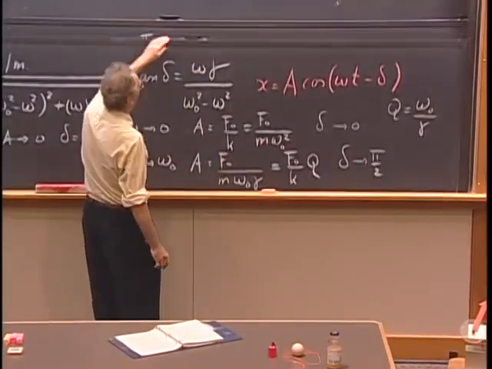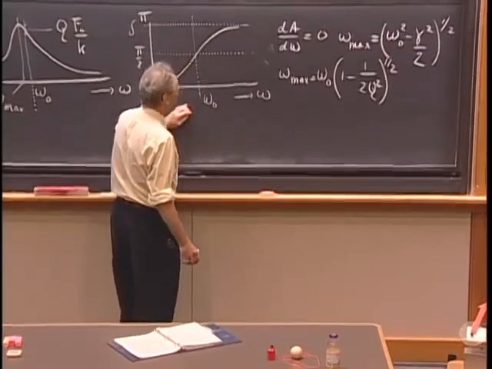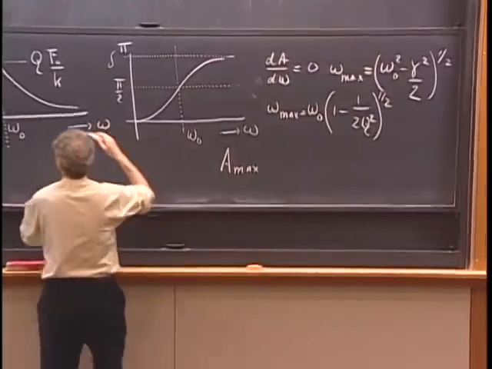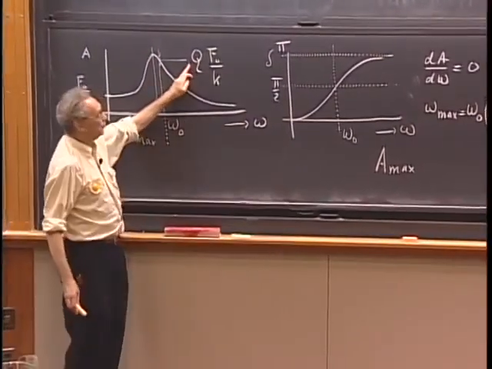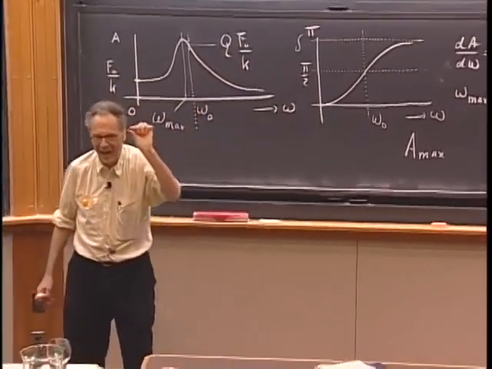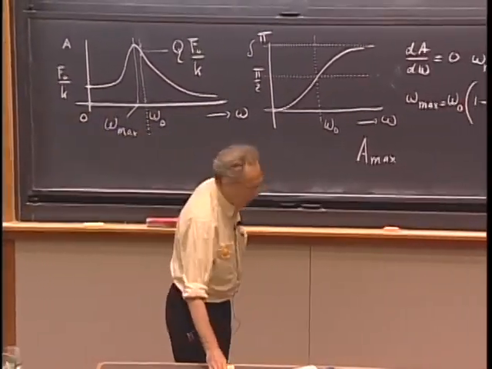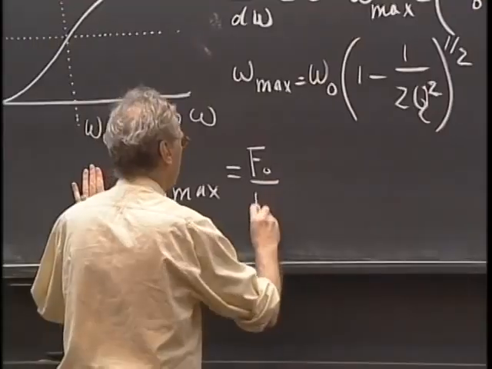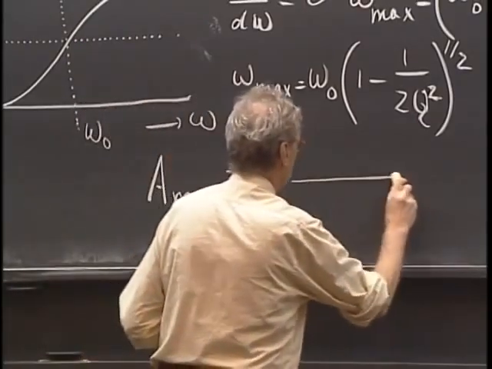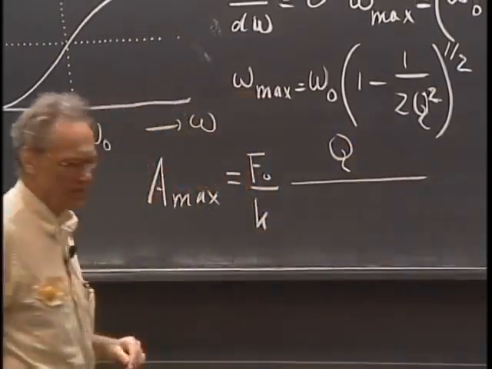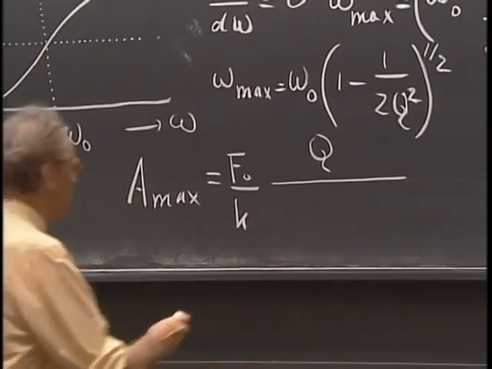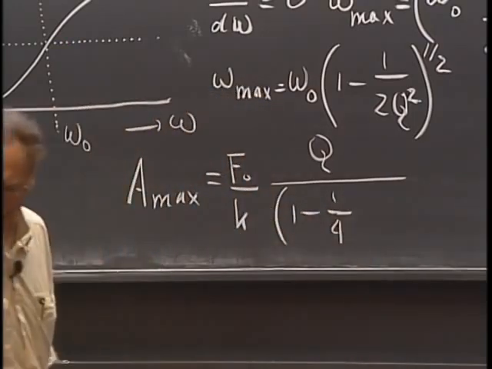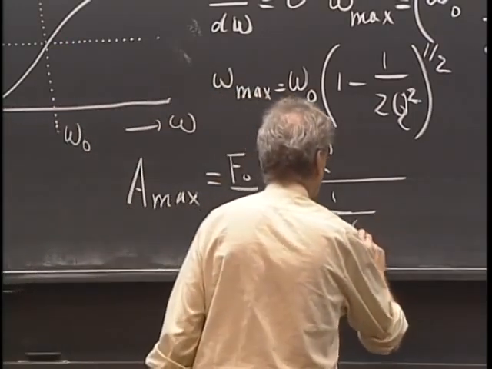If you want to know what the maximum amplitude itself is, so what A max is, so that's really this value. It must be very close to Q times F0 over K, but it's a little higher. Then you can write that in the following form. And that's just a matter of algebraic manipulation. And you get a Q here, which you expect. And then downstairs, you get something like this, 1 minus 1 over 4 Q squared to the power 1/2.